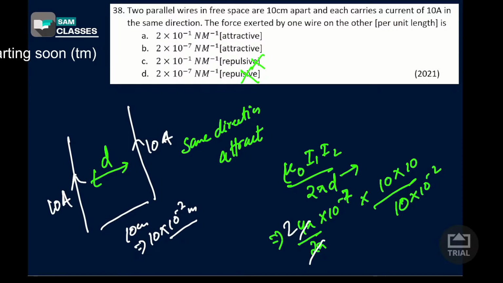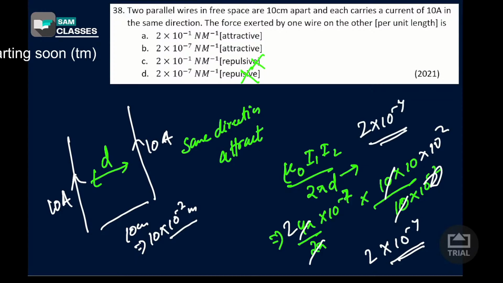2. This and this are gone. If it brings up, it will be 10 power 2 here. So what I'm getting is 2 into 10 power minus 4. Correct? So what I'm getting is 2 into 10 power minus 4. Clear, everyone? This answer is 2 into 10 power minus 4. So whatever else you have got, that is wrong.